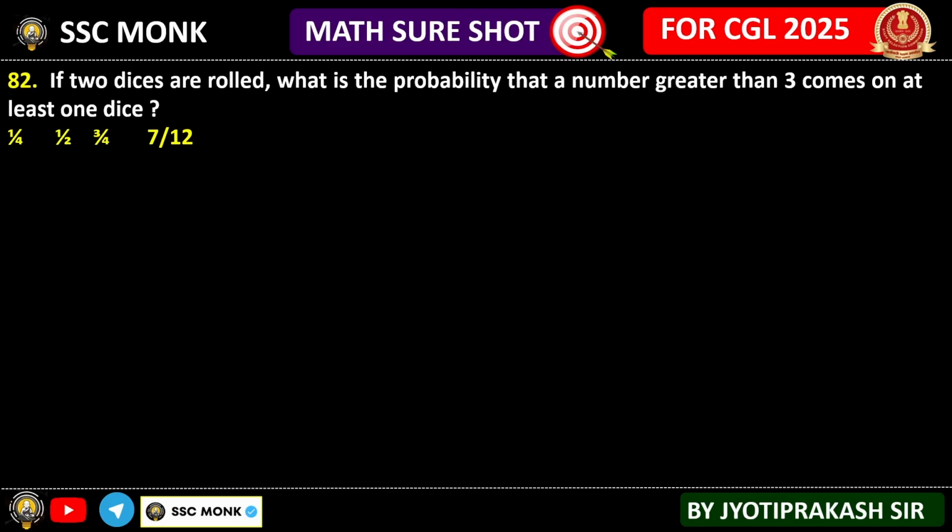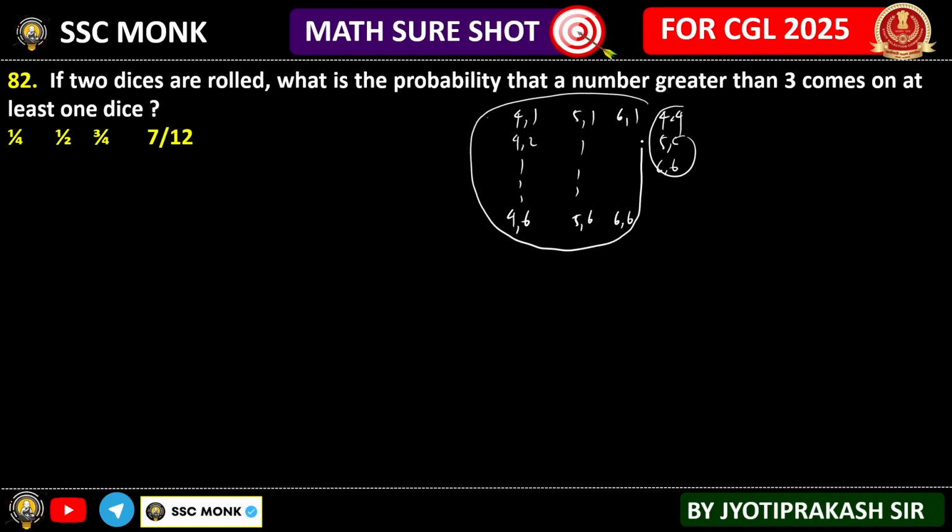Two dices are rolled. What is the probability that a number greater than 3 comes on at least one dice? Now say, when dices are rolled, 1, 2, 3, 4, 5, 6 will come. Now it is saying probability of numbers greater than 3. That means 4,1 and 4,2 up to 4,6. Same, 5,1 up to 5,6. Then 6,1 up to 6,6. This will come. Again, at least one. In both cases also it can happen. That means 4,4, 5,5, 6,6. But these are already covered here. Yes or no? Yes. So let's not calculate this again.